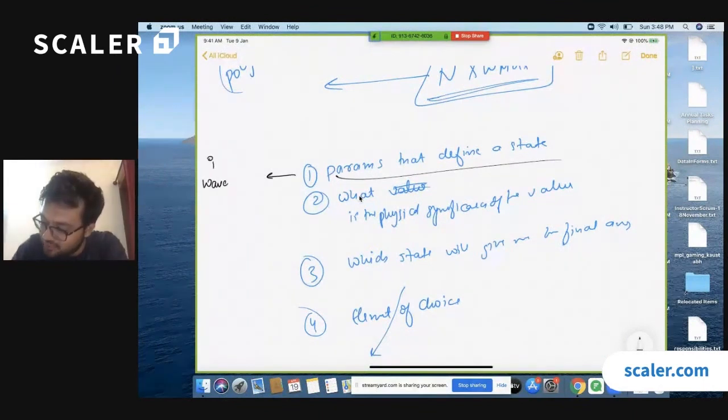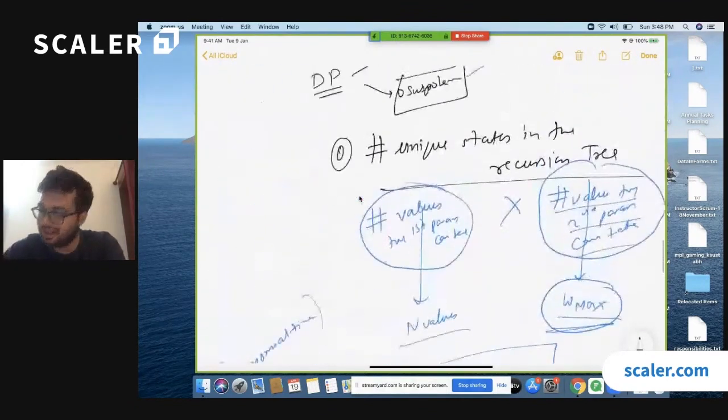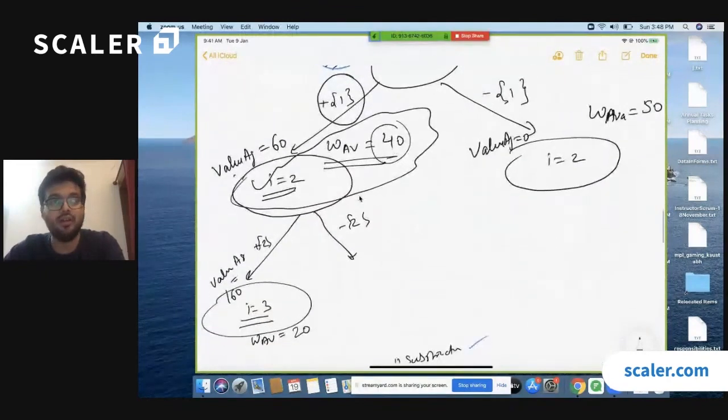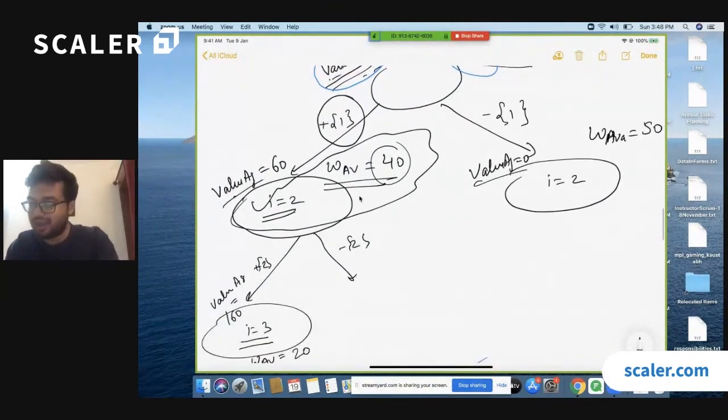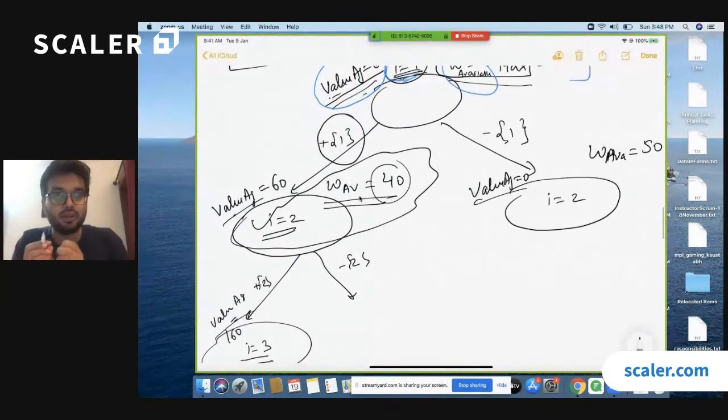Second thing, what is the physical significance of the value that your DP state is giving? So you guys tell me. Let's just look at this recursion tree, at the value that I am getting at different states. Can you tell me, looking at this recursion tree, what does this value represent? That value actually represents that if you are taking decisions from the 0th element till that particular ith element, what is the maximum value that you can get?